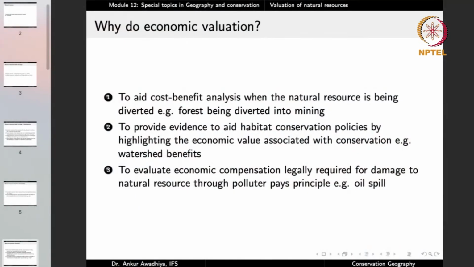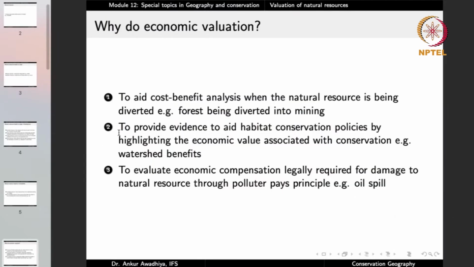And so it would have been much better if we had actually done the economic valuation before setting up the mine. So by looking at these examples, now the norm is that before we divert anything, we do a cost benefit analysis. What is the benefit that this mine is going to provide to people and at what cost? And so for that we need to do an economic valuation.